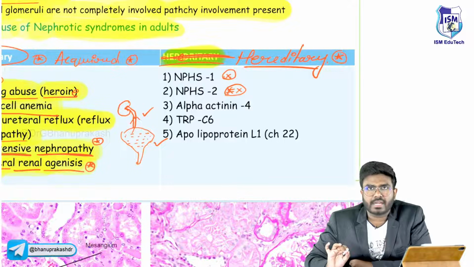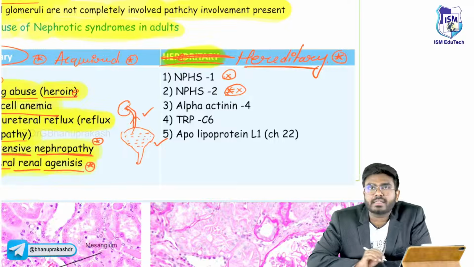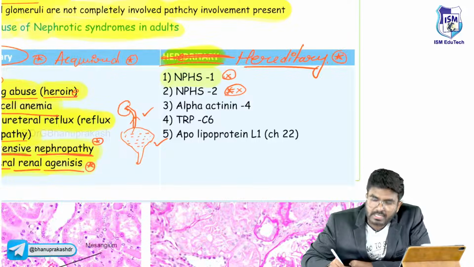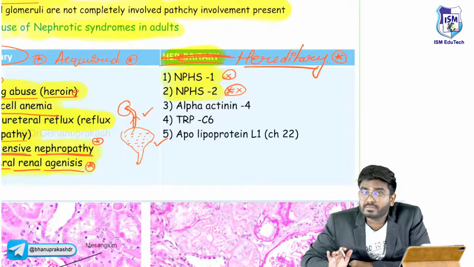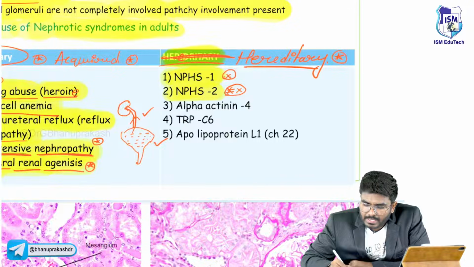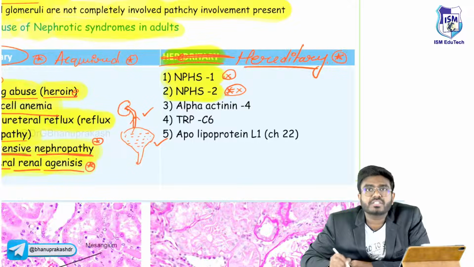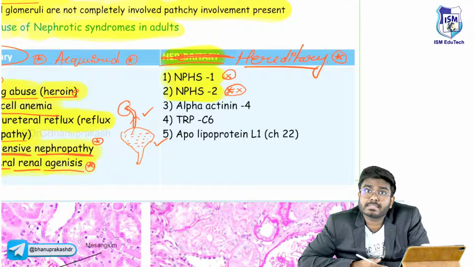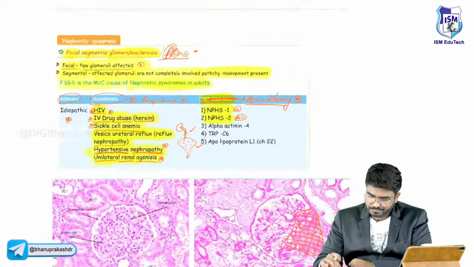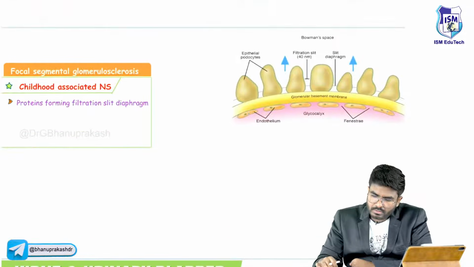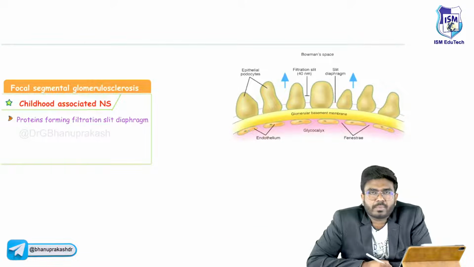Okay, enough. These are enough. At least for your exam, I want you to know these two things: NPHS1 gene mutation and NPHS2 gene mutation. What they do, I will explain in detail. But for now, trust me, sir, NPHS1 and NPHS2 gene mutations cause focal segmental glomerular sclerosis in families, hereditary in nature. Done. So now let me tell you what NPHS1 and NPHS2 are.